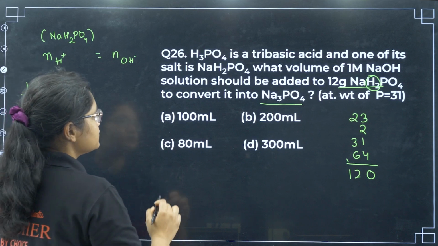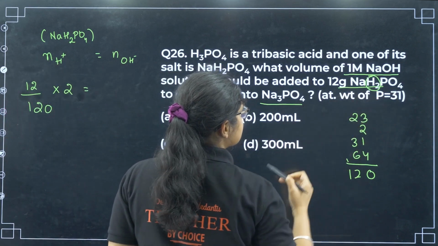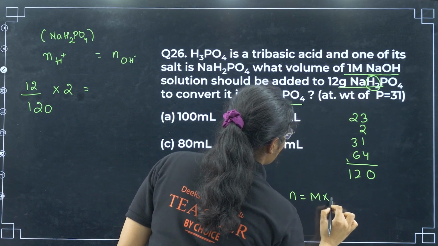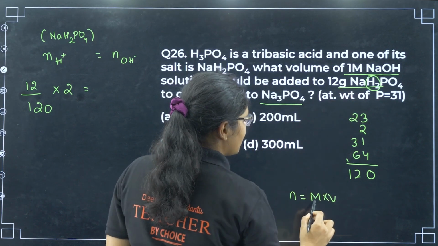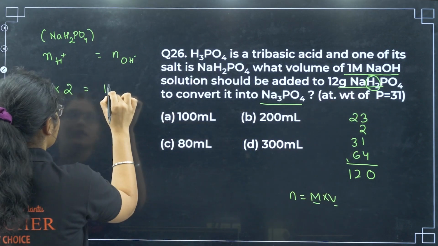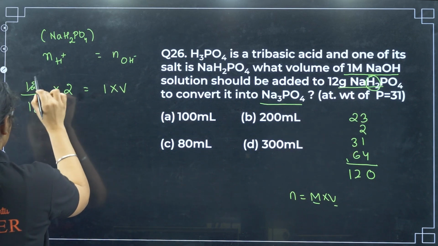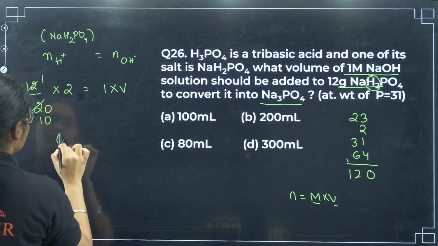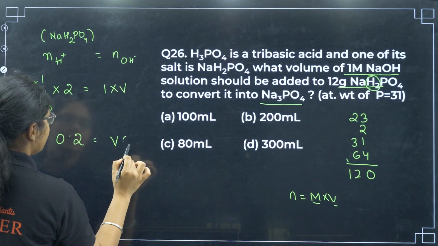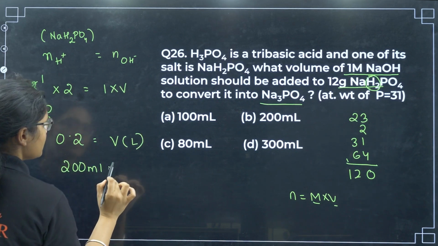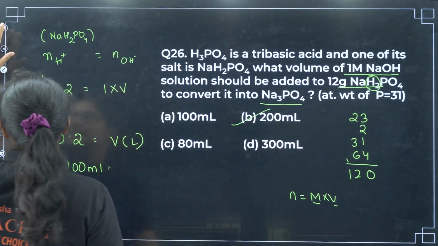Now what is the number of moles of OH-? You can see molarity is given and we know that number of moles is equal to molarity into volume. So M into V, so 1 into V. Now we can solve this. So 12 divided by 120 is 0.1, times 2 is 0.2, equal to V in liters. Now if I convert it into mL, it is 200 mL. So that is why option number B here.